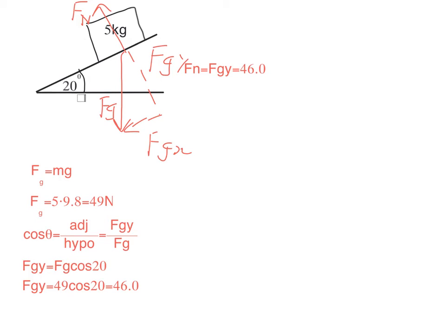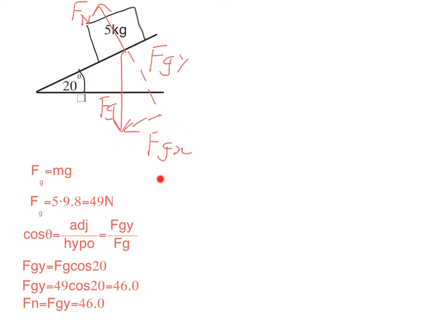is that FN equals FGY, which is going to equal 46. That's all I really need to say. Yeah, it's technically in the opposite direction, but we can understand that. So I've got two answers already, FGY and FN.